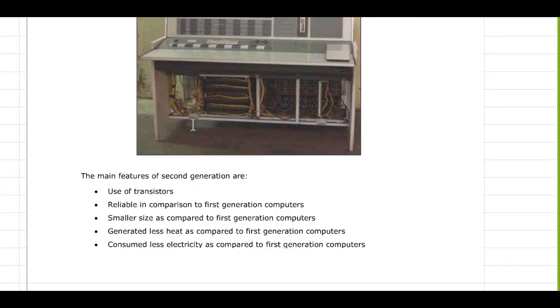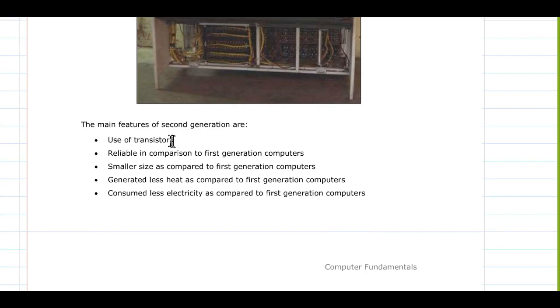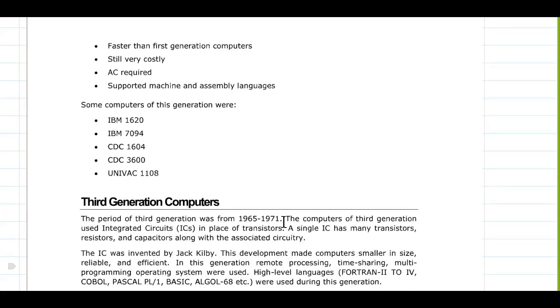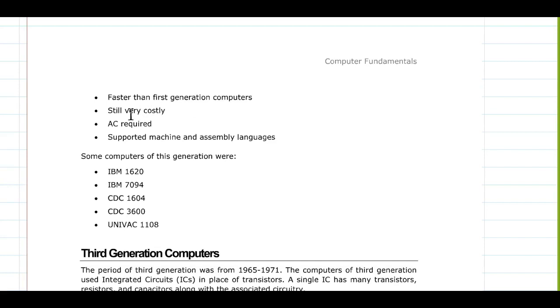The main features of these computers are that they used transistors. They were more reliable than the first generation. They were much smaller in size. They generated less heat as compared to the first generation, and consumed much less electricity. They were much faster. They cost less. The AC is for cooling, because still a lot of heat could be generated, so it was still requiring an AC, the system used for cooling a house or a room, to cool it down. And again, the major difference with the second generation of computers is that they used machine and assembly language. Remember, we have said the AC is air conditioning.